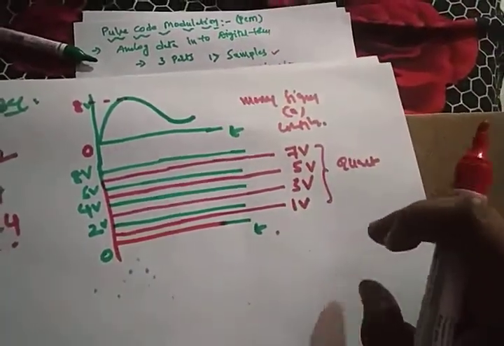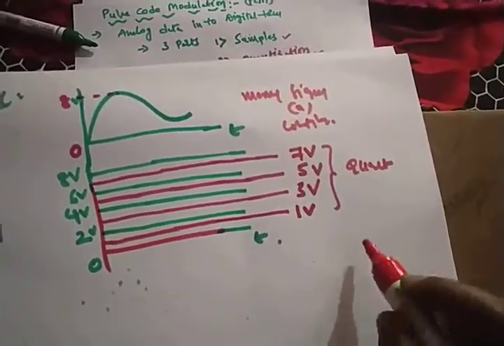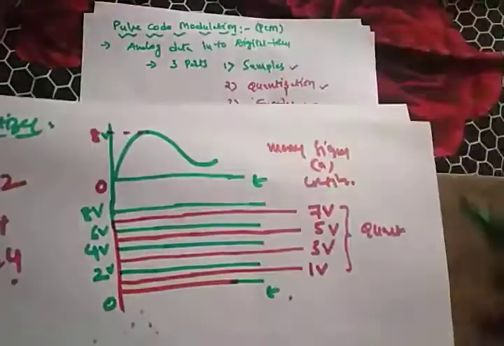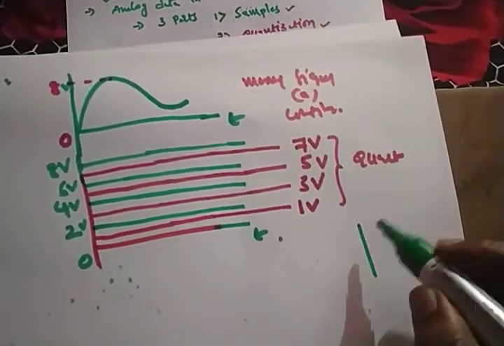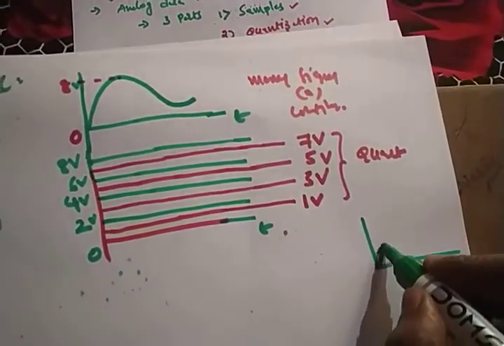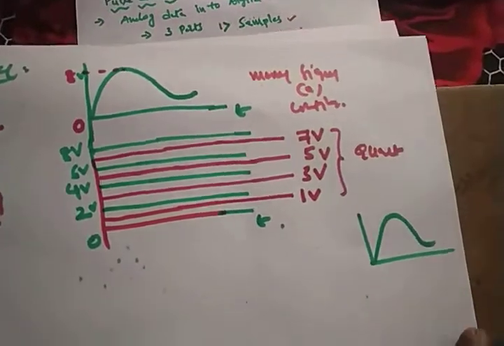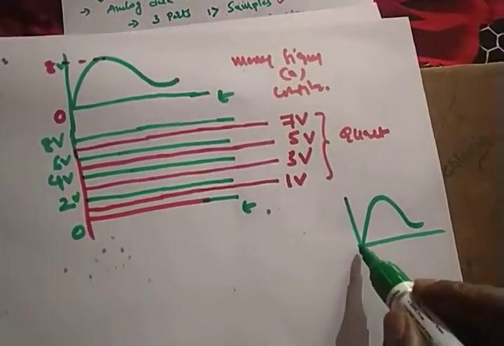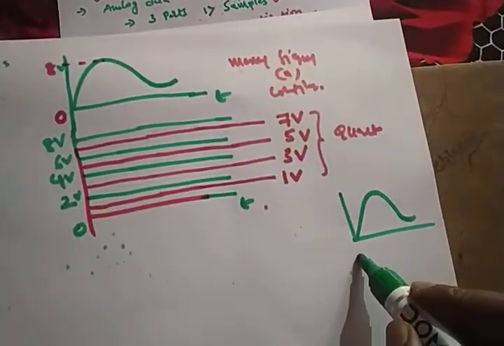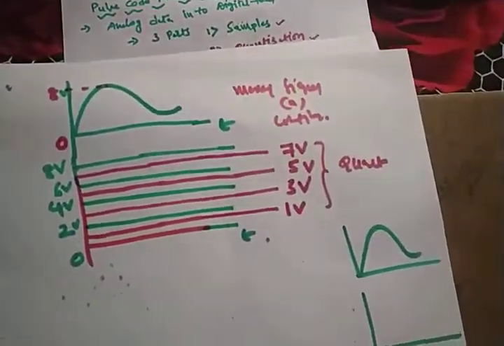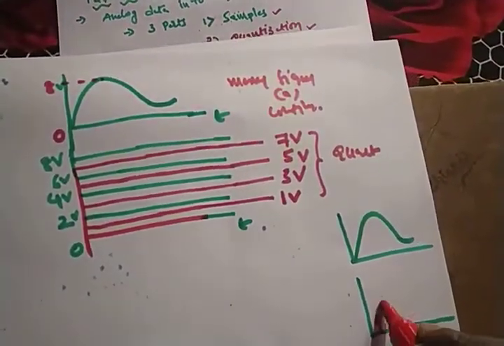Now I am drawing the samples, because if I draw them earlier, you won't understand. So how are the samples taken for a given input waveform? This is my input waveform. Before this you have to take samples, but the samples are not that important. Now I'm going to draw the samples. Sample is like this.